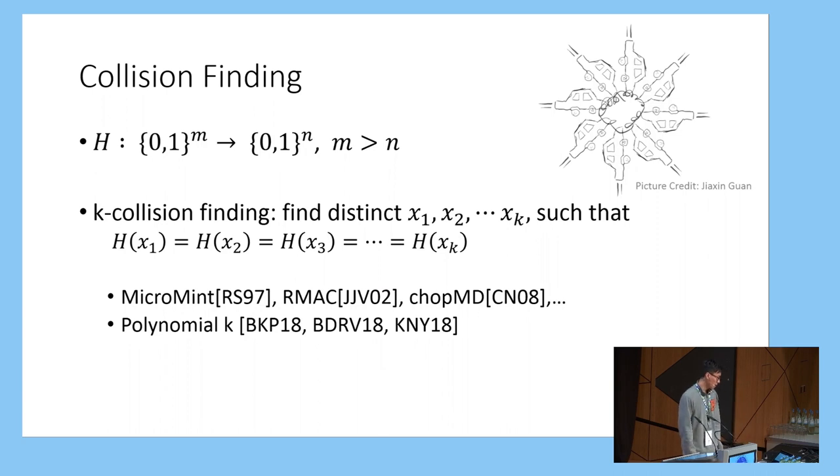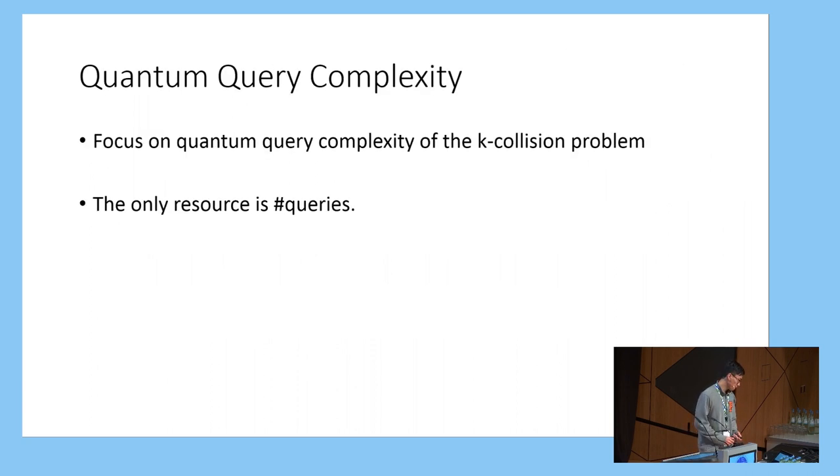And recently, when we consider k as a polynomial of n, the k-collision finding problem usually will give you more power. You can build more applications from k-collision resistance when k is a polynomial. For example, you can remove keyed hash functions. It is easy to see that k-collision finding is harder than two-collision finding, because a k-collision is always a two-collision. So the purpose of our work is to understand the actual difficulty of finding k-collisions by a quantum computer.